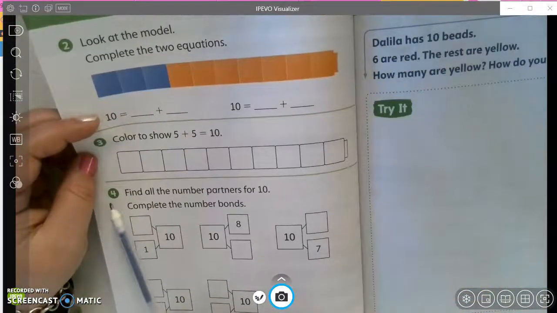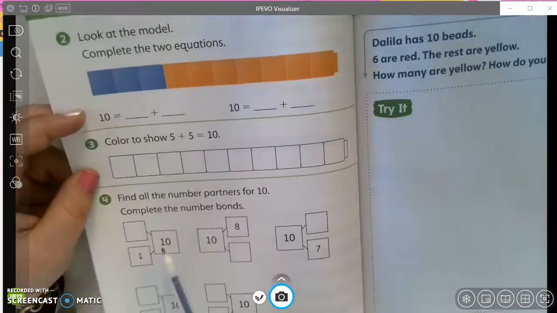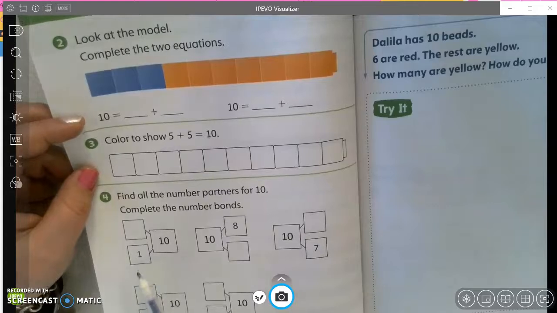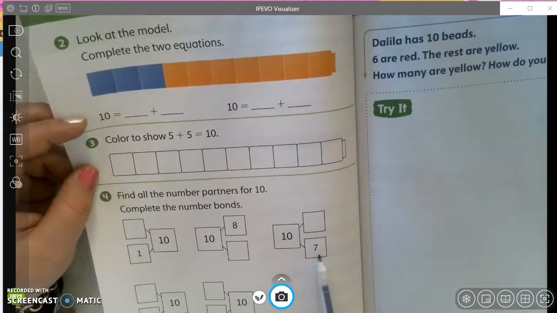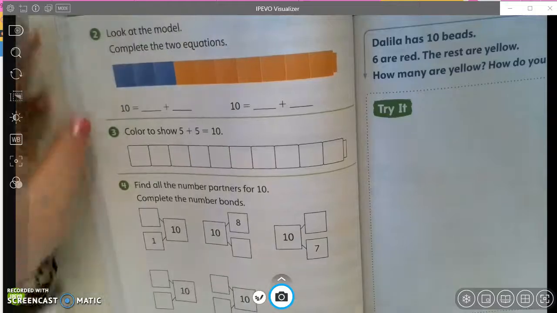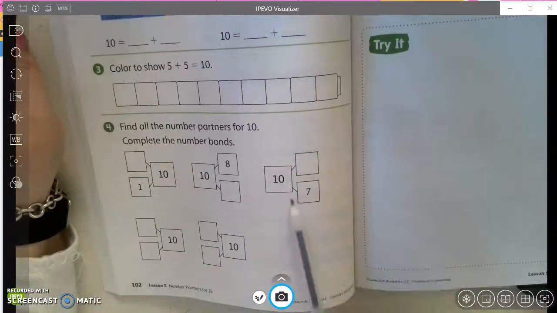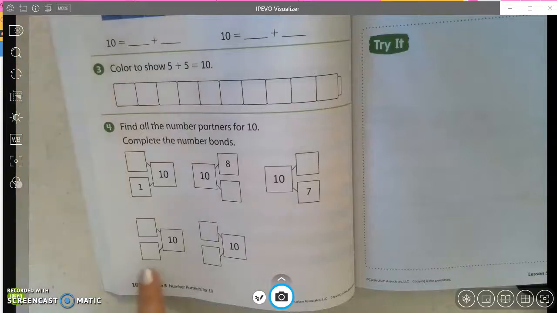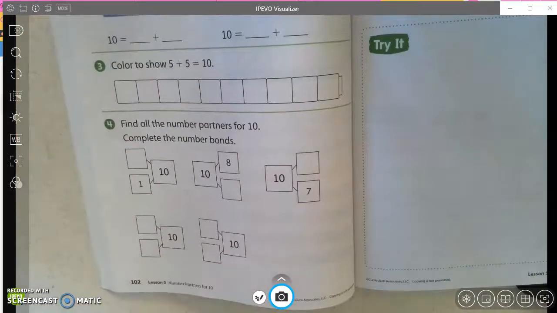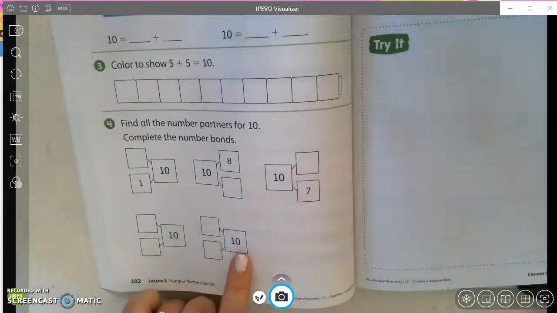And then for number 4, they give you one part of the number bond. You have to find the missing part. So that's practicing finding the missing add-in, but also practicing finding the partners of 10. Down here on these last 2, they are letting you pick your very own 2 numbers, but you have to make sure that they add up to equal 10.